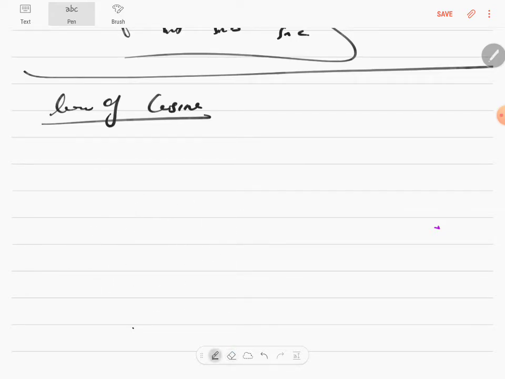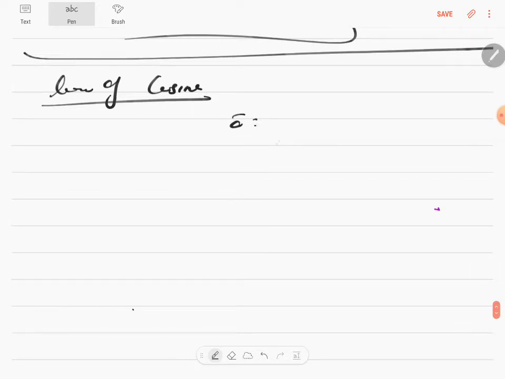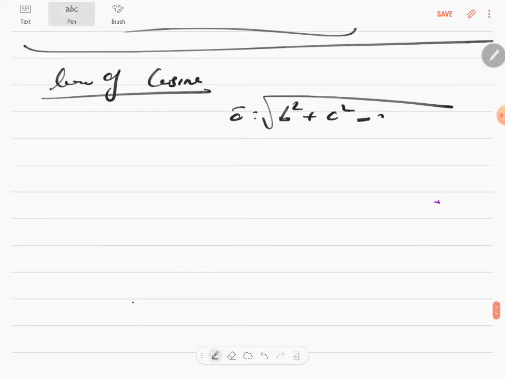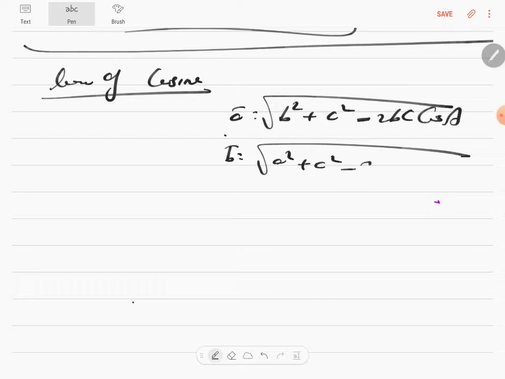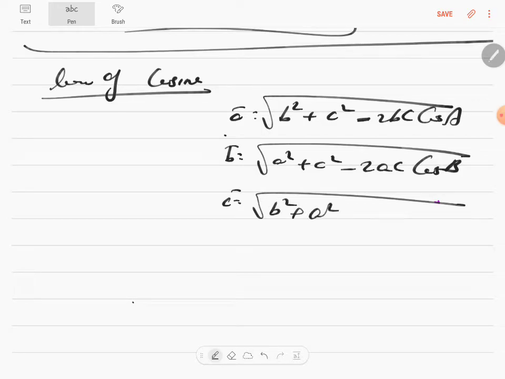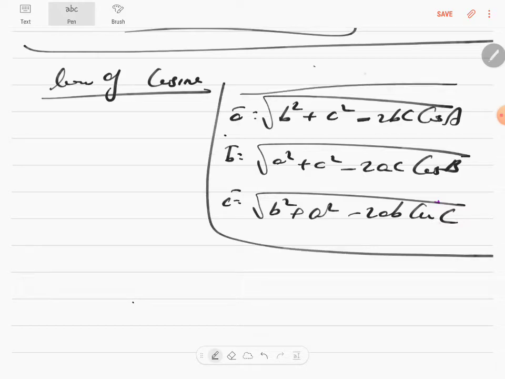And the formula itself is A vector is, you know these two vectors which are B and C, root of B square plus C square minus 2BC cos A, because the angle contained between B and C will be angle A. Similarly, B vector is A square plus C square minus 2AC cos B. What is C vector? Root of B square plus A square minus 2AB cos C. This is what is to prove.